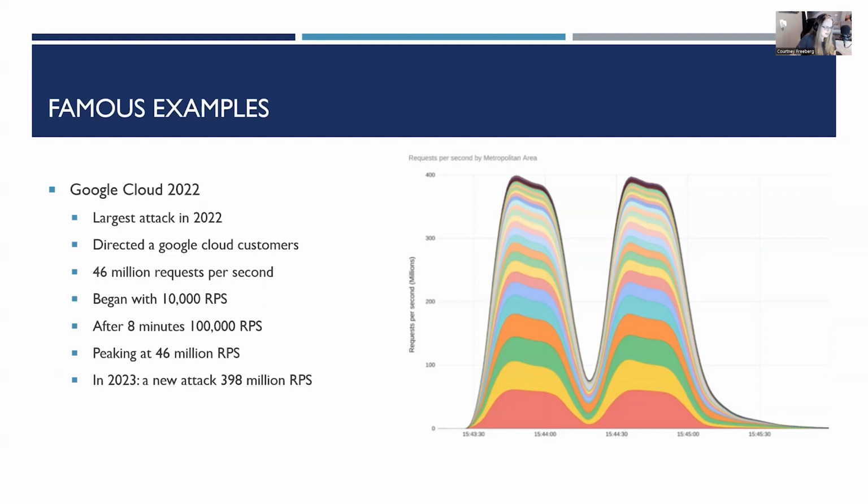It began with 10,000 requests per second. And then after about 8 minutes, it was reaching about 100K requests per second. And then it peaked overall at 46 million.